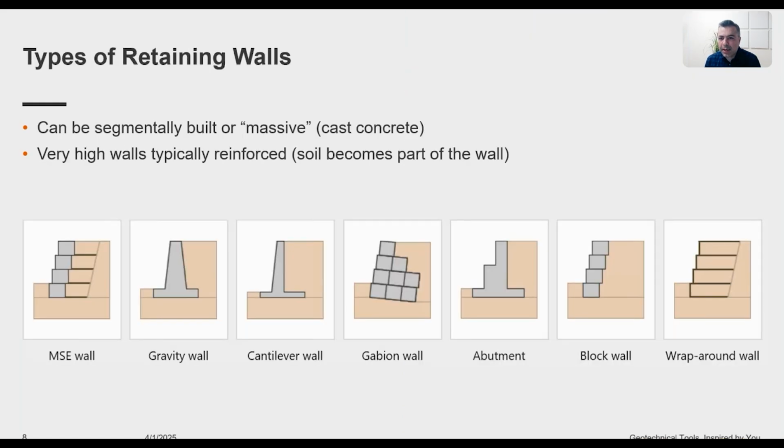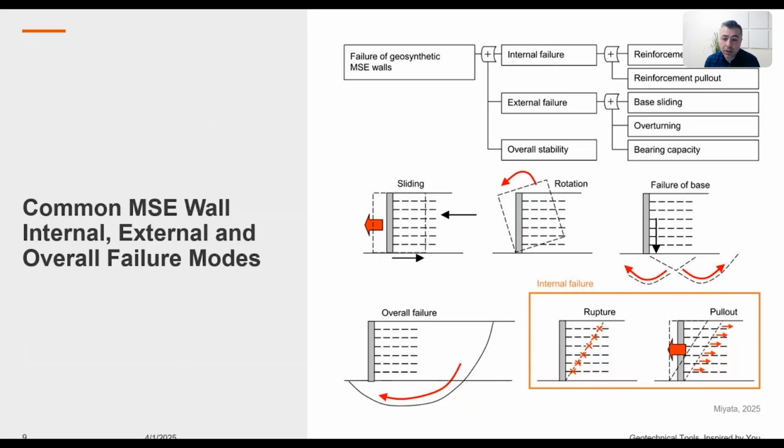The typical types of retaining walls, these are the ones that we include in the RSWall program. There are other types of retaining walls as well, but these 7 different types are the ones that we include in RSWall. They can be segmentally built or massive, like cast concrete. And for very high walls, typically they are reinforced. Basically, by reinforcing them, we are making soil become part of the wall. I'll talk about these different types later.